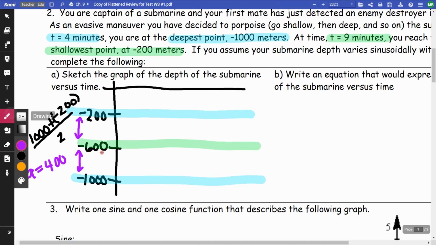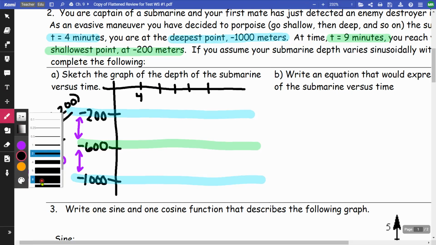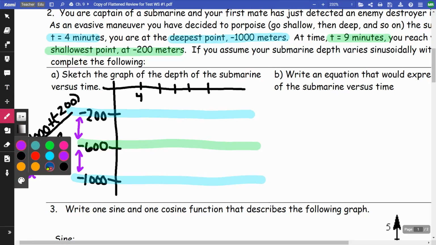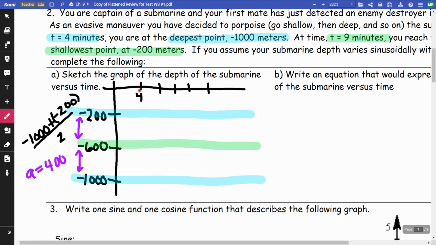Now, I'm going to do 5 markings. We're not starting at time 0, we're starting at time 4. So that's going to be our first one, that's going to be my phase shift. 1, 2, 3, 4, 5. Now, at 4, we're going to be at the deepest. So let me just plot this real quick. At 4, we're going to be down here.